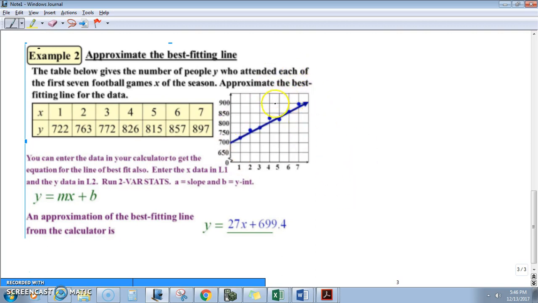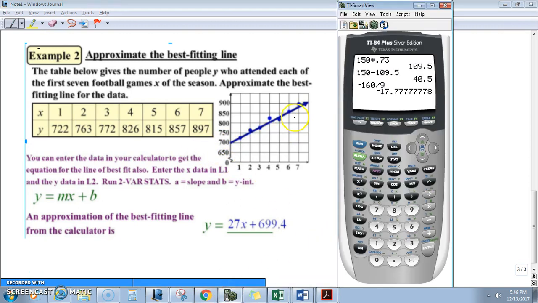What is interesting about drawing the scatter plot is that you're not quite sure: is it a linear relationship? Is it not a linear relationship? If you want to quickly check that, you can always use your calculator. Remember, we can put our data in the calculator.